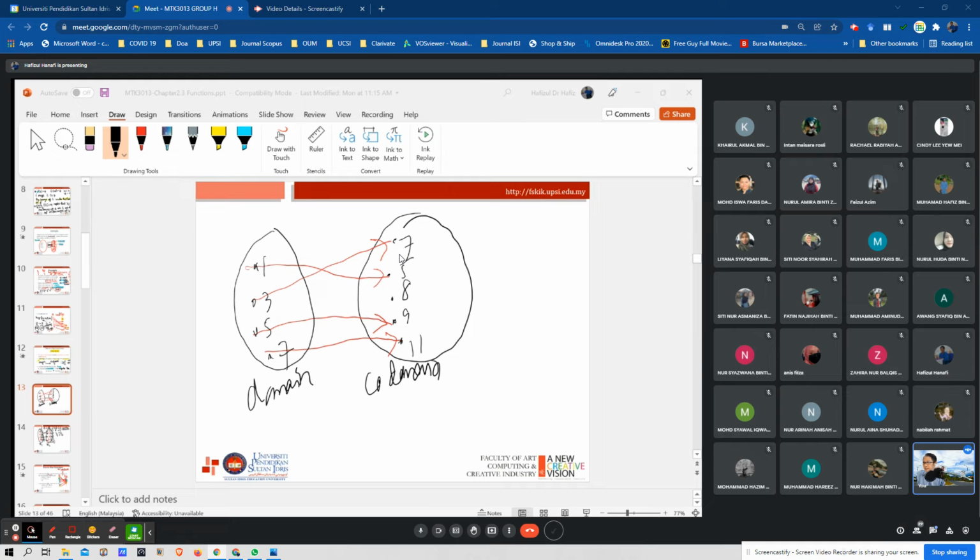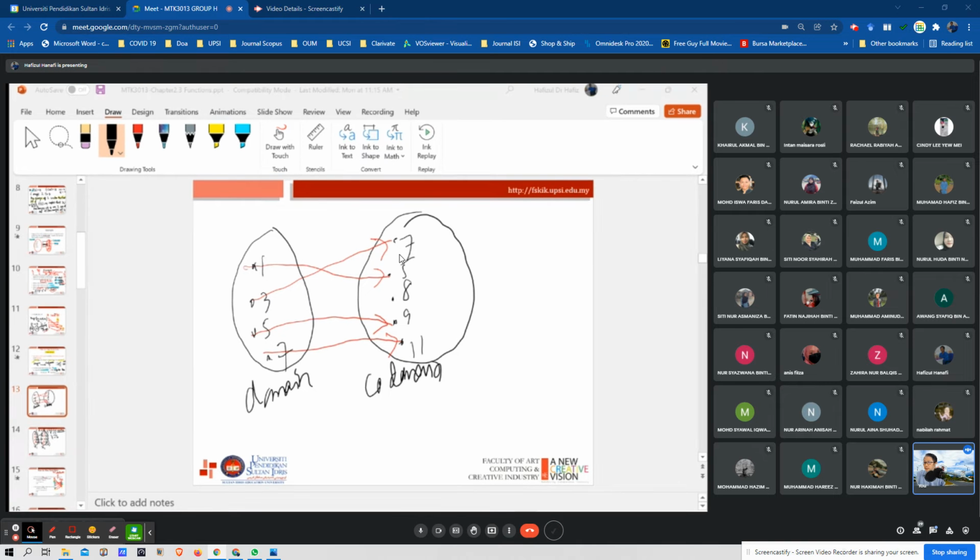Function types: injective, surjective and bijective. First, I'm going to explain injective function, also known as a one-to-one function. Because for every input there is only one output, every input has a unique output. That is very important. All the elements in the domain have to be used in an injective function. For example, we have 1, 3, 5, 7 here, and all have been used. This one is the domain.